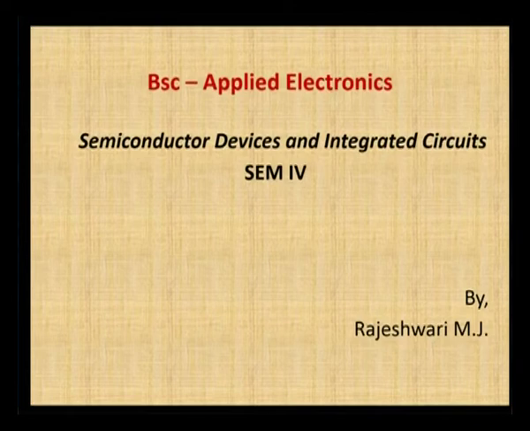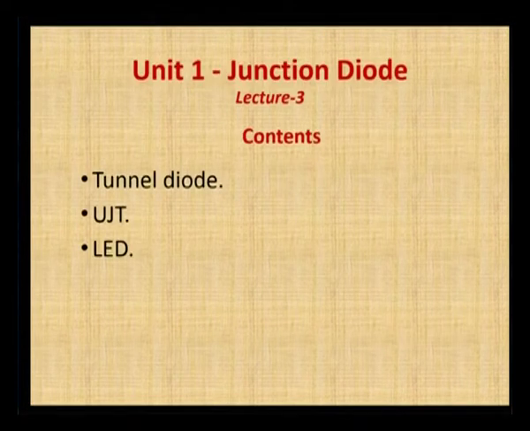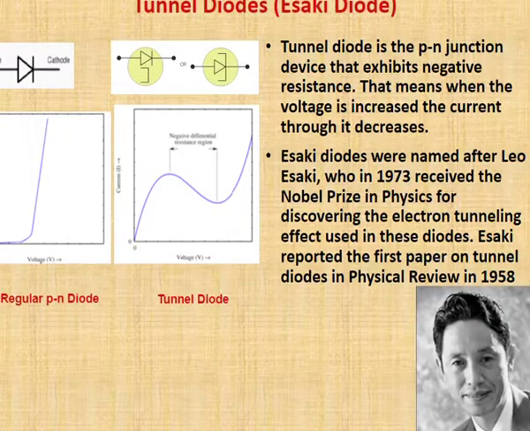Welcome to UGC lecture series BSc Applied Electronics. Today we are dealing with the subject Semiconductor Devices and Integrated Circuit. Let's start with Unit 1, Lecture 3. The contents in Unit 1 that we are discussing today are the tunnel diode, UJT and LED. UJT means unijunction transistor, and LED is a type of diode, the light emitting diode. Let's start with the tunnel diode.